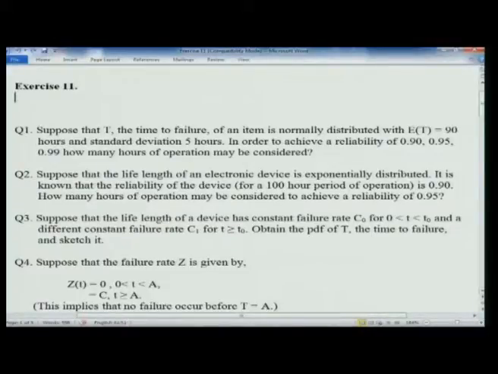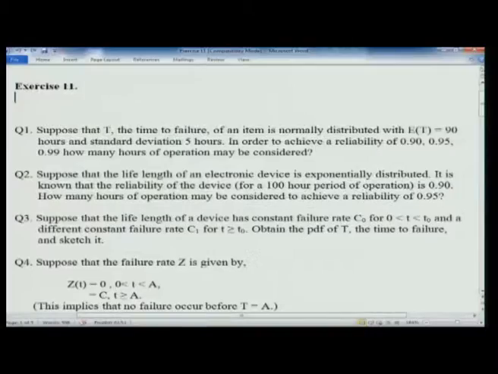Question 2. Suppose that the life length of an electronic device is exponentially distributed. It is known that the reliability of the device for a 100-hour period of operation is 0.9. How many hours of operation may be considered to achieve a reliability of 0.95? So, from the first data that is given to you, you will compute the parameter alpha for the exponential failure law, and then once you get alpha, you can compute the time corresponding to the reliability level of 0.95.